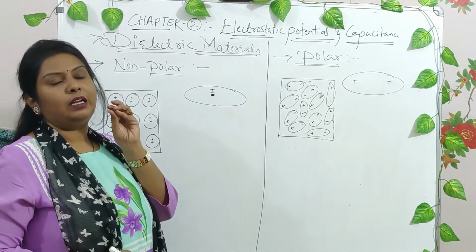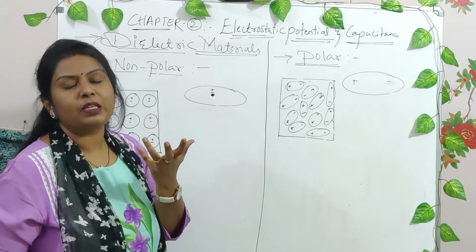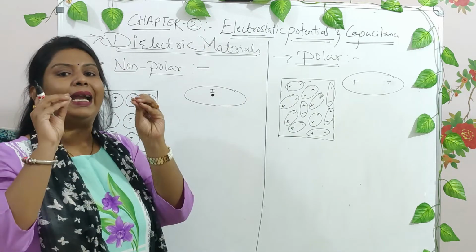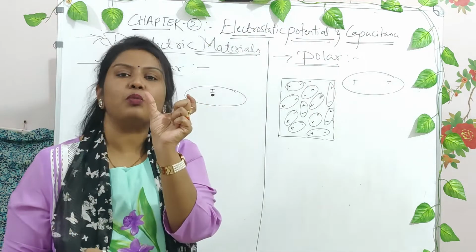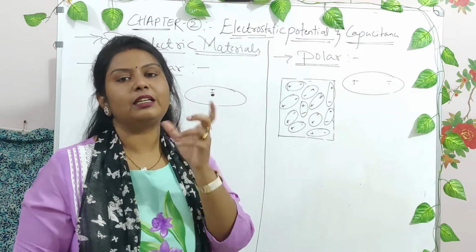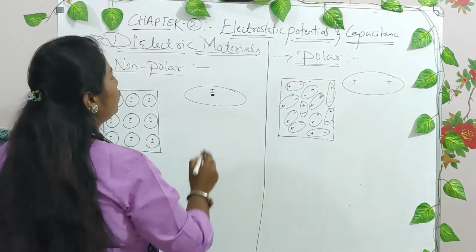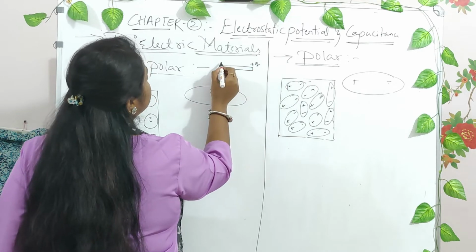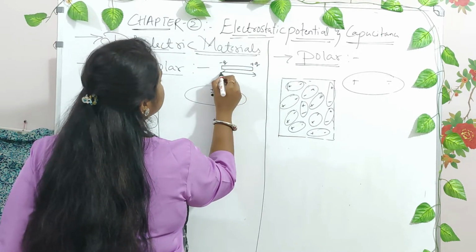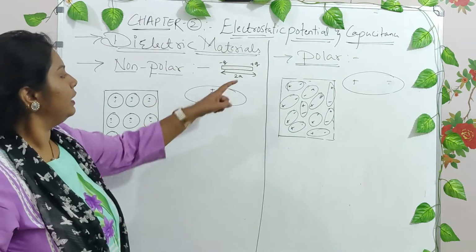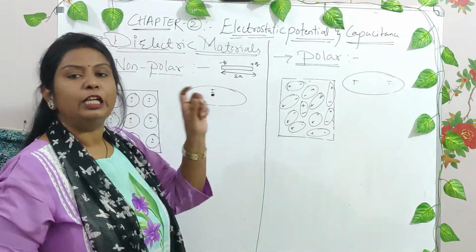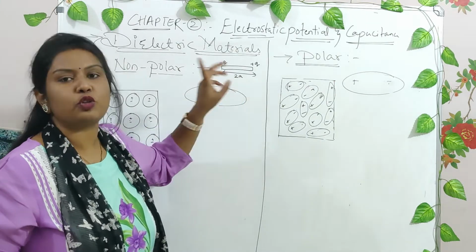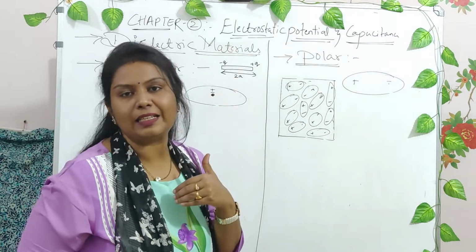Do you understand what we mean by dipole? Dipole is two equal and opposite charges with a very small distance between them. That particular arrangement we call a dipole. How is the dipole shown? This is positive, this is negative, with a very small distance between them, that is 2a. This arrangement is called a dipole. Two equal and opposite charges with a very small distance between them is called a dipole. That you have learned in the last classes.